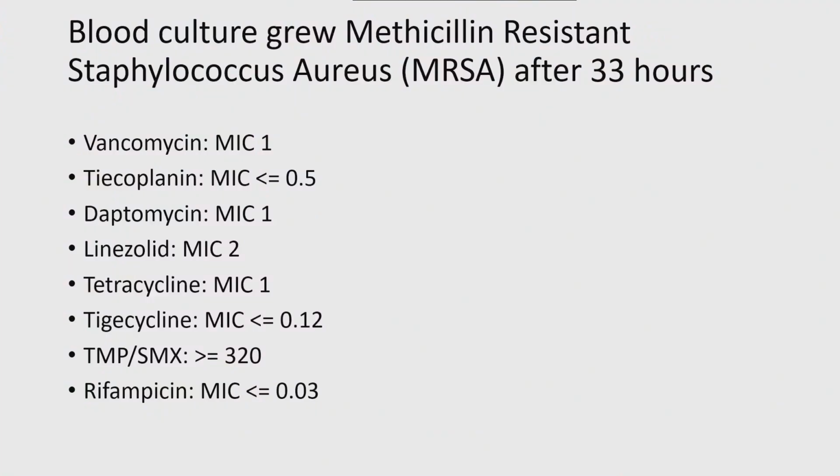And the blood culture grows MRSA after 33 hours of incubation. So the patient probably had thrombophlebitis in the periphery, which led to septic pulmonary thromboembolism, and that was the cause of her clinical worsening. And look at the drug susceptibility: vancomycin MIC was 1.